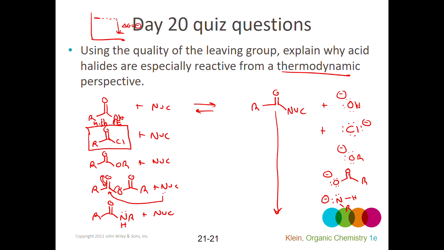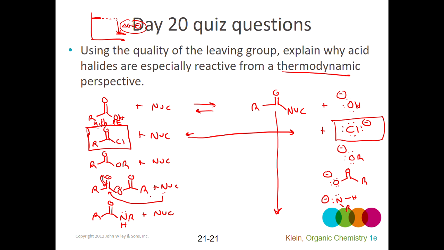So it's not just about the stability of the leaving group, it's also in part about the stability of the reactants. So this reactant is the highest in energy, and its leaving group is the lowest in energy and most stable. So if we start with a high energy reactant and we get a very low energy product, that's when delta G is going to be most negative, and that's when the process is going to be most product favored versus reactants.